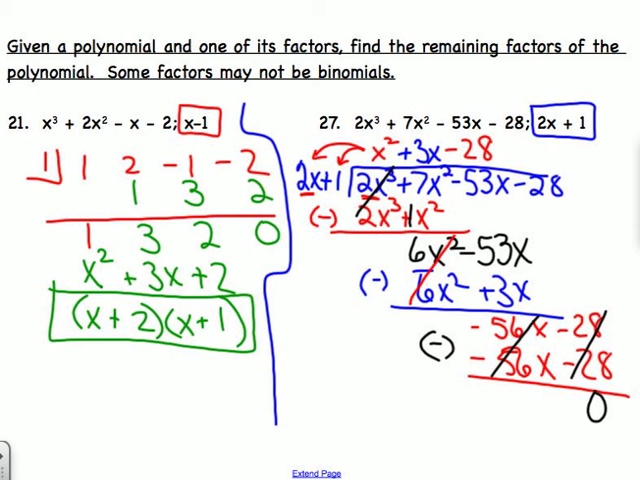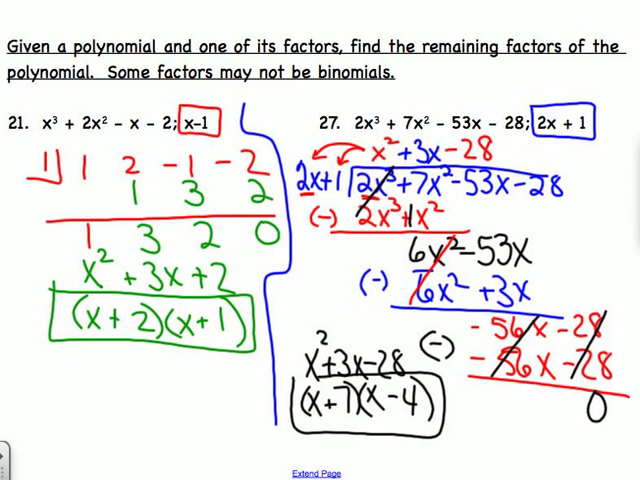It goes in evenly. Now what we need to do is take the quotient and factor that further to get our other two factors. X times x gives us x squared. Factors of 28 that have a difference of 3 are 7 and 4. To get a positive 3, we need a positive 7 and a negative 4. Our answer is x plus 7 and x minus 4 are the remaining factors.